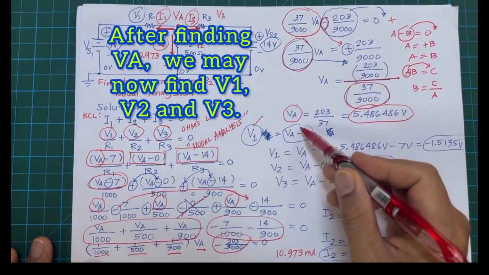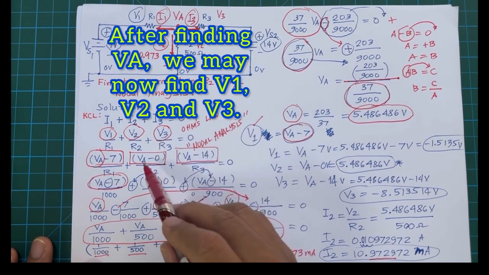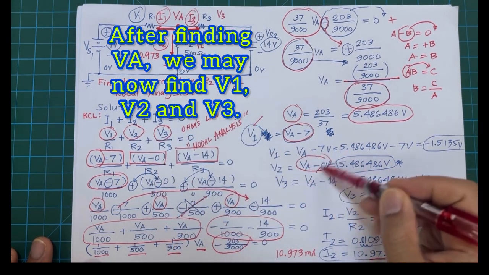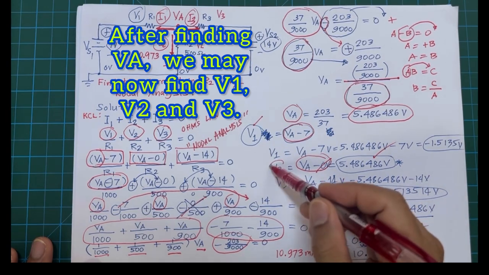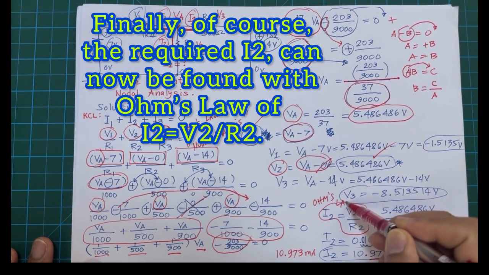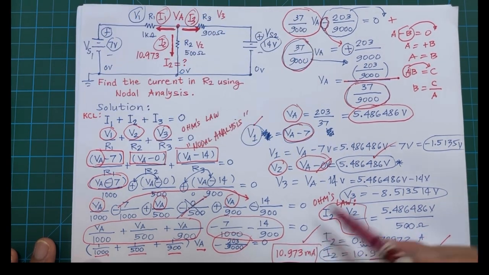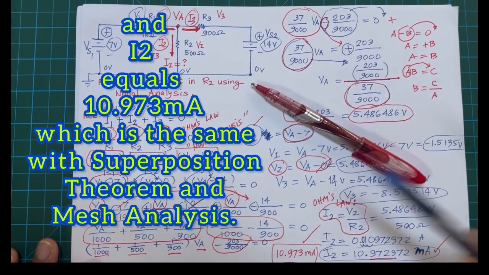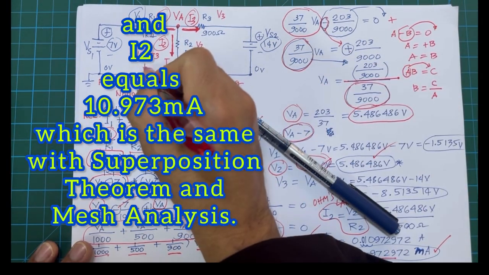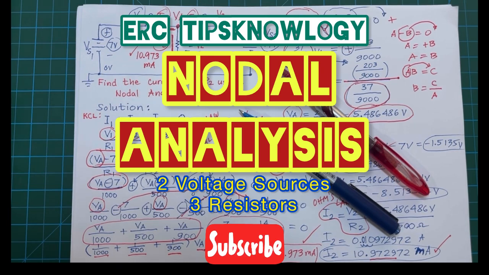So after finding VA, we may now find V1, V2, and V3. And we did that, right? And the most important only is V2, of course. And finally, by Ohm's law, I2 equals V2 over R2, and I2 will be equal to 10.973 milliamperes, which is the same as our other techniques. So this is nodal analysis.